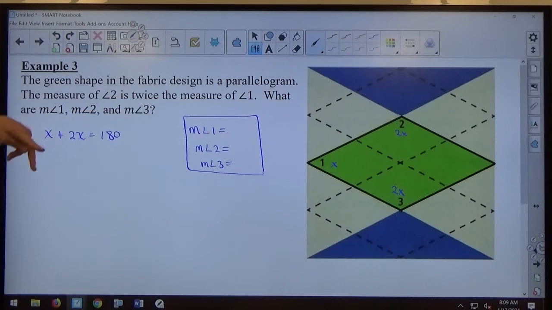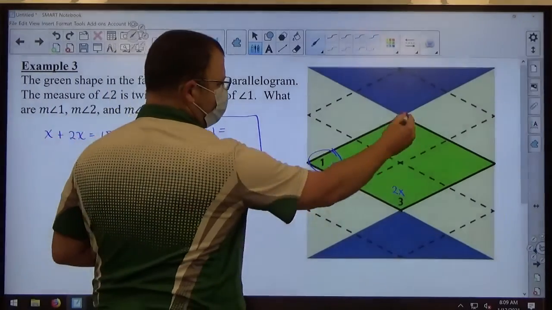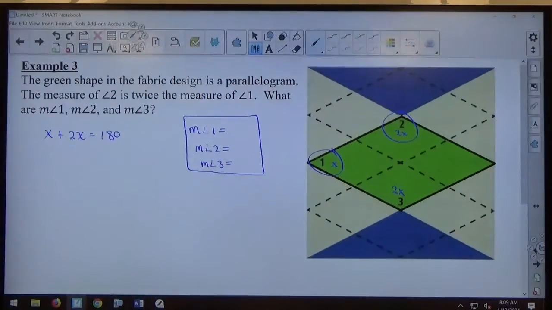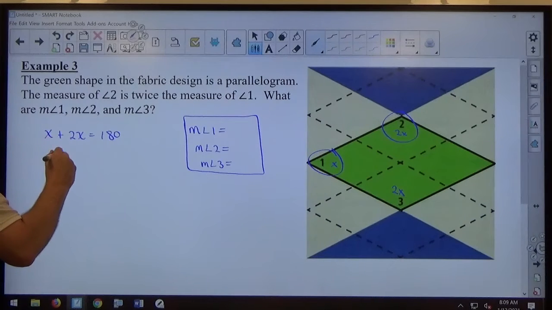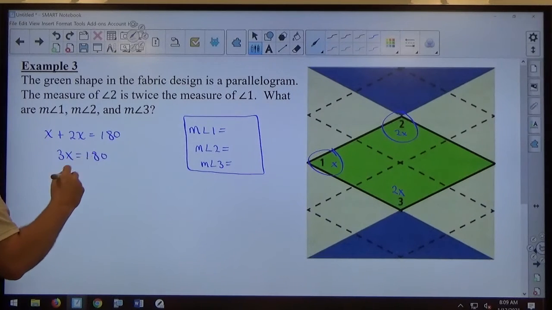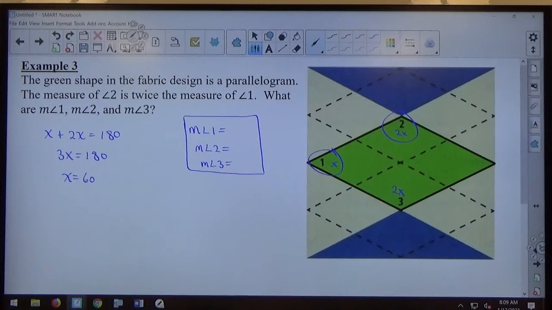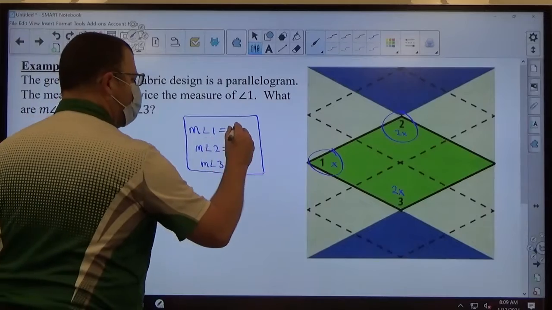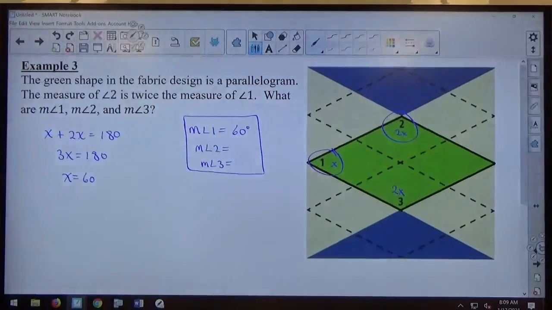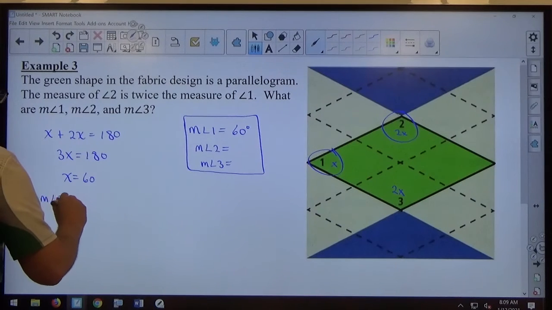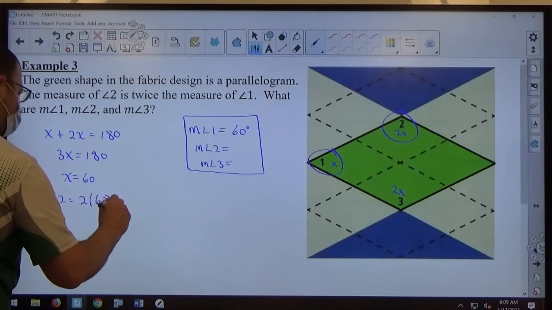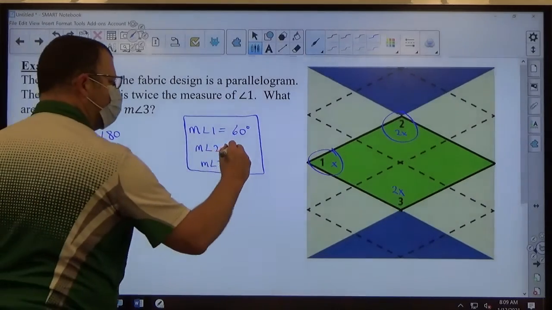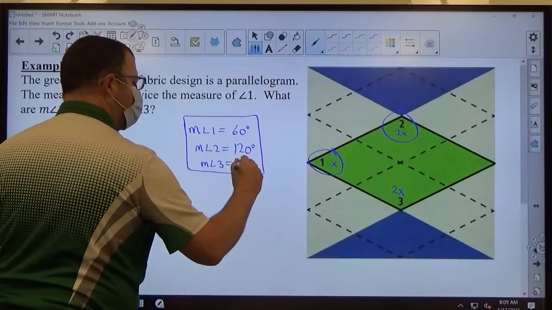In this case, those two angles here, so this one and the one next to it, add up to 180. That means that 3x equals 180. Divide both sides by 3 gives me x equals 60. X represents the measure of angle 1, so I can put 60 degrees right here in my answer box. And then angle 2 and 3 are both double that, so the measure of angle 2 is just going to be 2 times 60, which is 120. And then angle 3, of course, is equal to it.